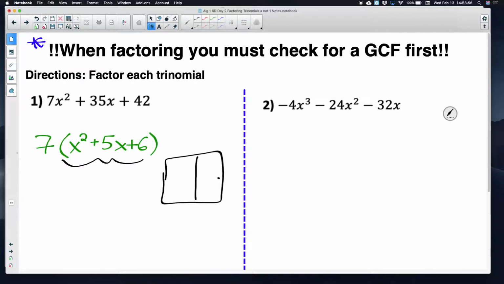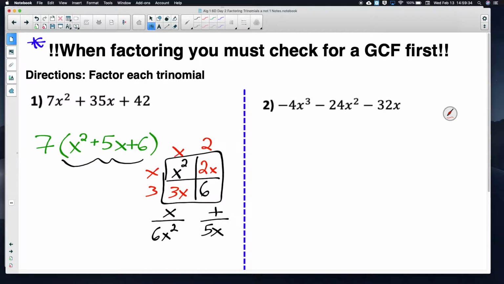So, I've got a box. I'm going to put x squared there, 6, and I need to find two numbers that multiply to give me 6x squared and add to give me 5x. Well, those I'm going to find to be 2x and 3x, because 2x times 3x gives me 6x squared. 2x plus 3x is going to give me 5x. So now I'm going to factor out the greatest common factor on the rows and on the columns. And once I get this step, I need to write my final factored form.